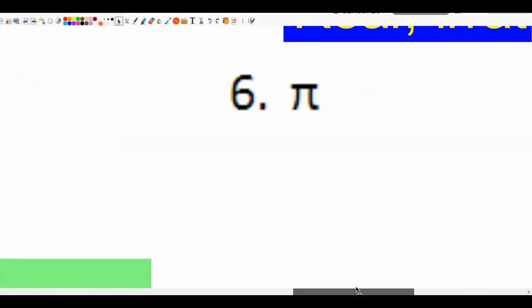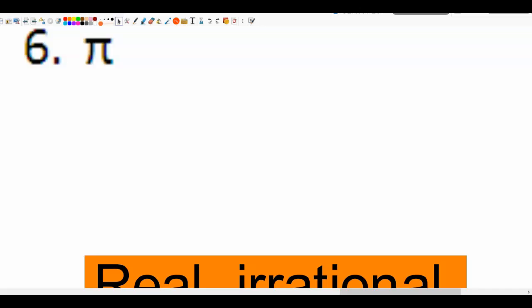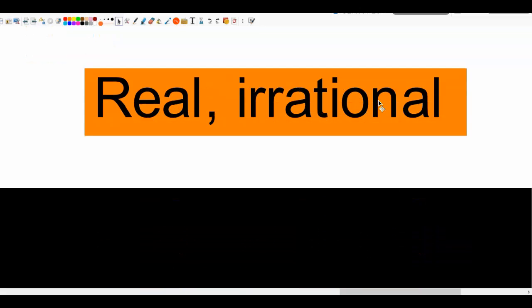And then last, we have pi. Pi, if you plug it in on your calculator or if you know anything about pi, pi does not have an ending. So this is irrational. So pi is a real irrational. So again, pi does not have an end. So it is a real irrational.